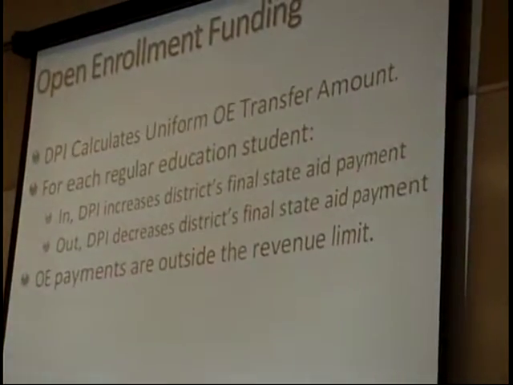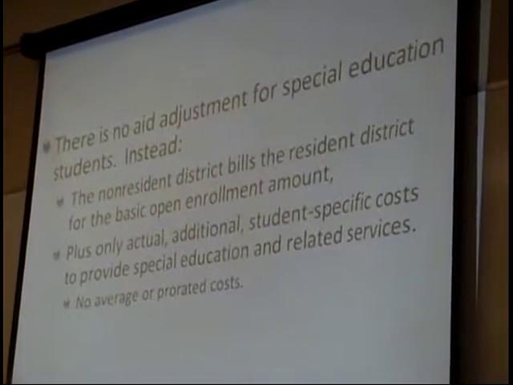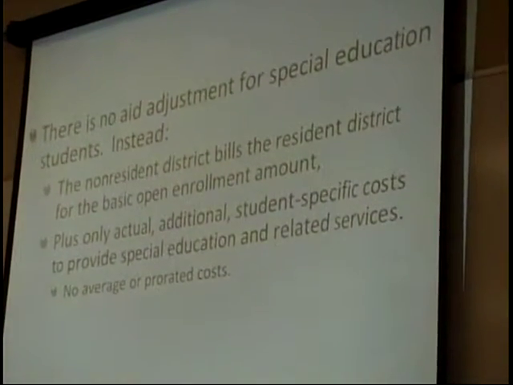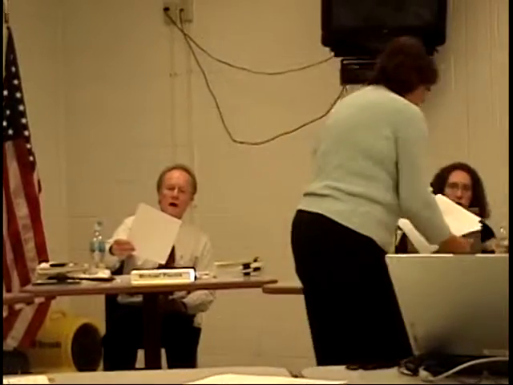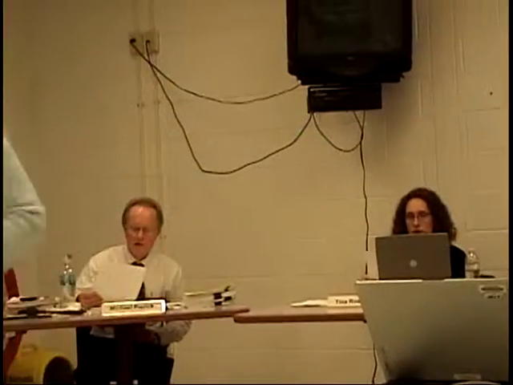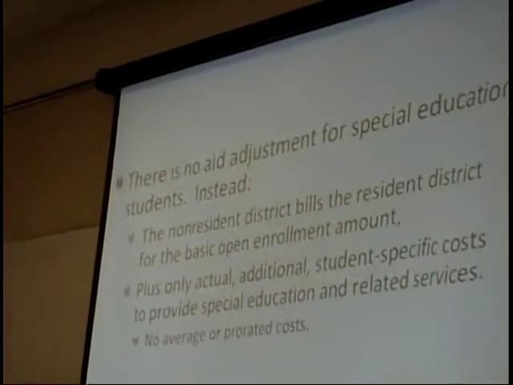Can I ask a question? Sure. If I understood you correctly, if our cost of general instruction is, make up a number, $9,500, and the open enrollment adjustment is about $6,800, you transfer $6,800. Right. And if our cost was lower than $6,800, you would still transfer $6,800. Right. Okay. Thank you. I think this table shows that. It does, yes.